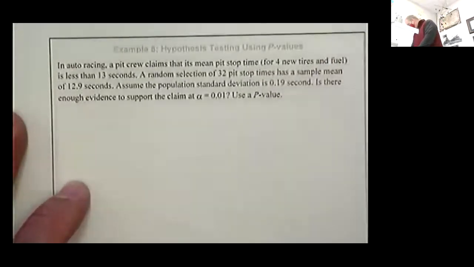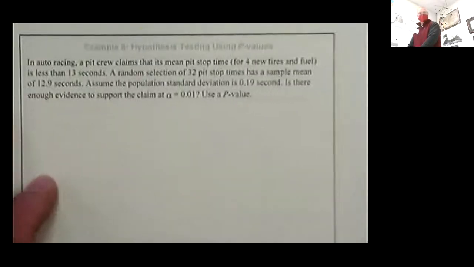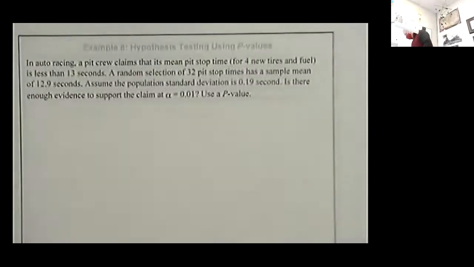Hypothesis testing using p-values. In auto racing, a pit crew claims its mean pit stop time, that's, if you ever watch a race, when they come into the pit to get new tires and gas and stuff, for 4 new tires and fuel is less than 13 seconds. You want to have a fast pit stop time so the race car can get back out on the track.